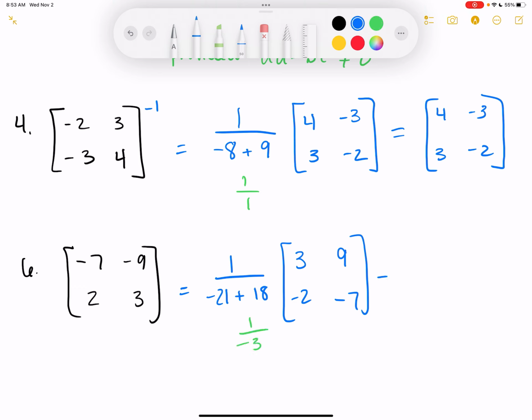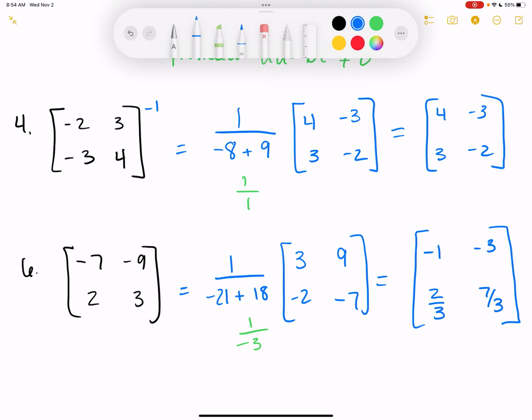So then I multiply that through, so -1/3 times 3 is -1. -1/3 times 9 is -3. -1/3 times -2 is positive 2/3. And then -7 times -1/3 is 7 over 3. So you can just leave it like that then.